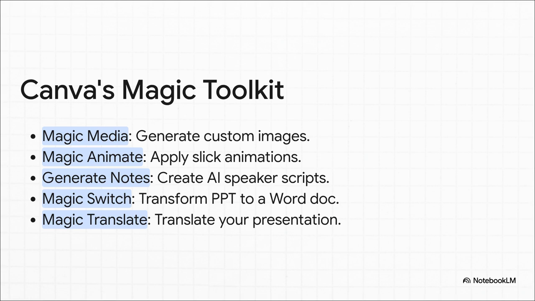Done. Then there's Magic Animate. With one click, you can add these slick, suitable animations to your whole deck. The AI can even generate speaker notes for you if you're stuck on what to say. And then there are a couple of real heavy hitters. Magic Switch, which can transform your presentation into a Word doc instantly. And Magic Translate for flawless translation.